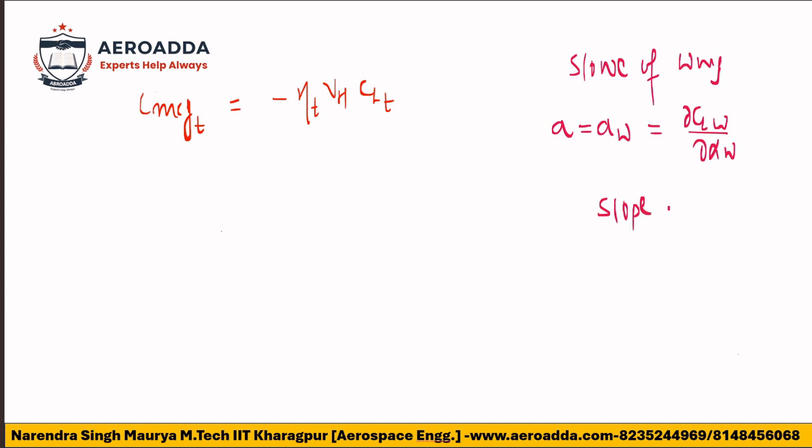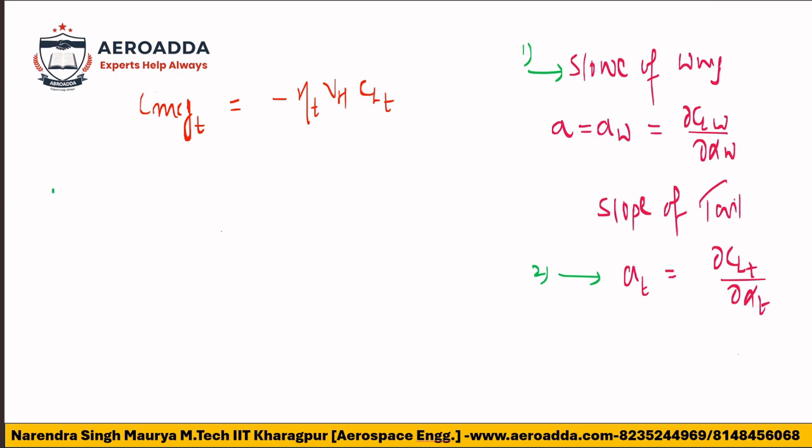Similarly, we will write the slope of the tail. So what will be the slope of the tail? The same, you can take ∂CLT divided by ∂αT, and that is nothing but AT. Always, if A is there, then it's the slope of the wing. If AT is there, that means it's the tail slope. You should remember both of these formulas. It's very special actually, right?